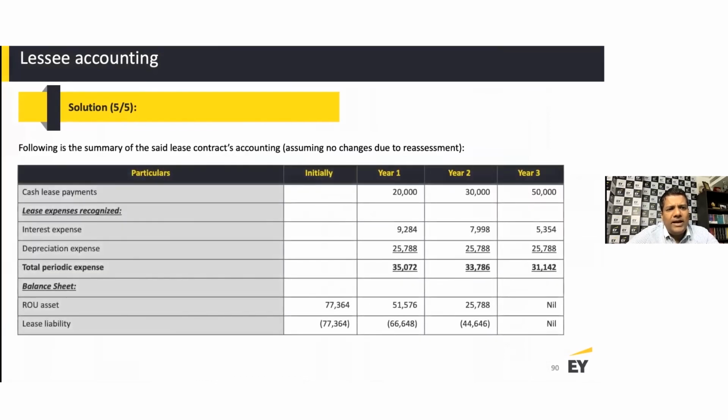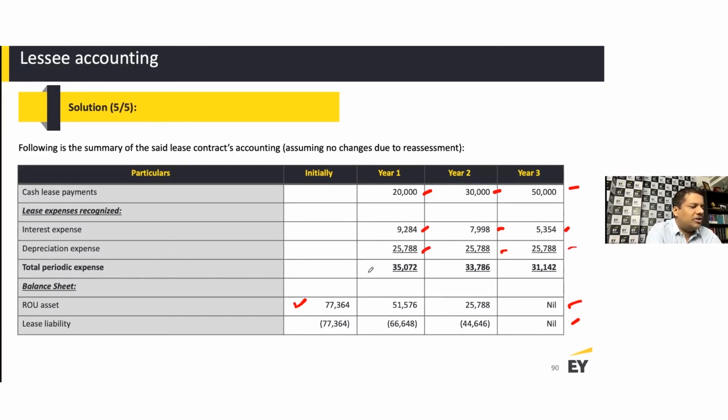So now when you look at the end of year three, all of this will get to zero. So you started here with 77,364 of ROU asset and liability. Then these are the payments I am making. This is the interest cost which I'm recording, and this is the amortization.